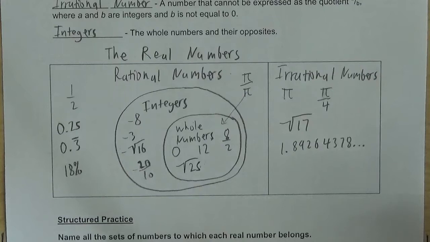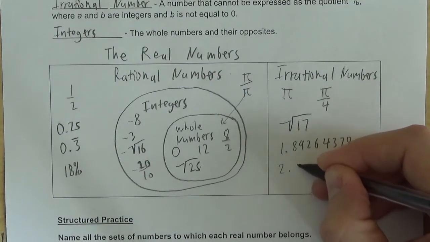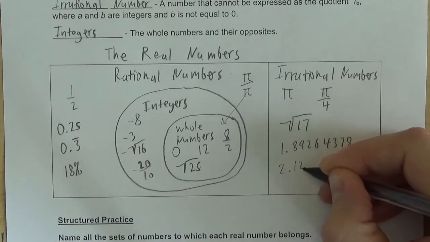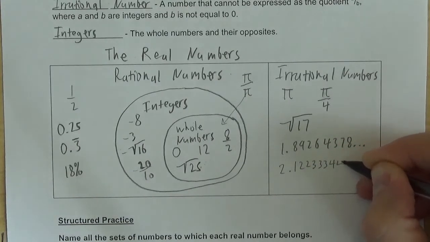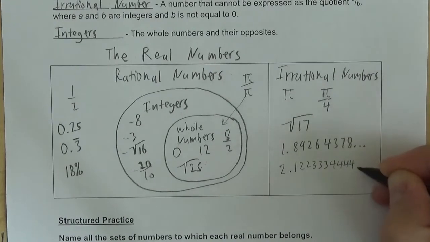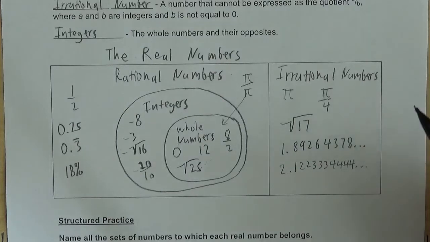One that will trip students up sometimes is if we have something like, say we have 2.122334444, and put a dot, dot, dot there. It goes on and on forever, and it does not repeat. This is an irrational number.